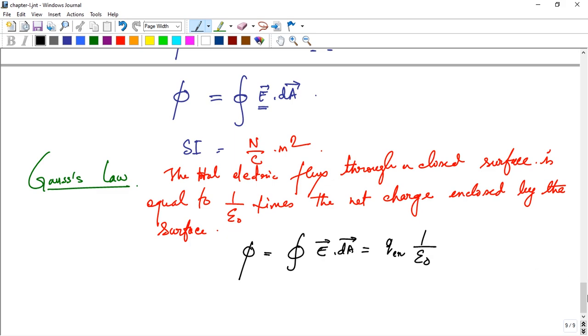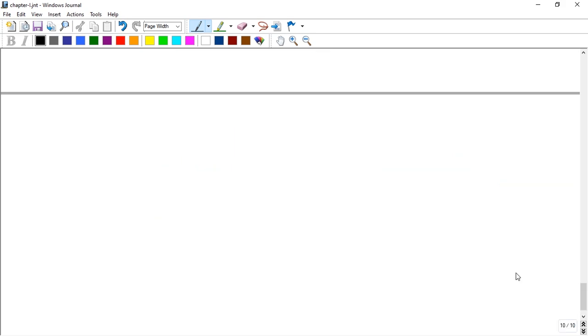Here are some key points. You remember that a key point is very important here. The surface is an imaginary Gaussian surface. The surface we choose is obviously an imaginary Gaussian surface. Next point, the flux depends only on the net charge enclosed by the surface. And third point, it is used to calculate electric field for highly symmetric charge distribution. These are very important key points for Gauss's law.